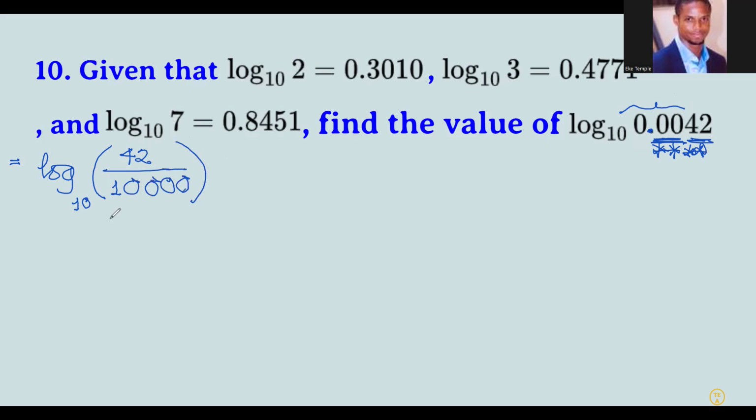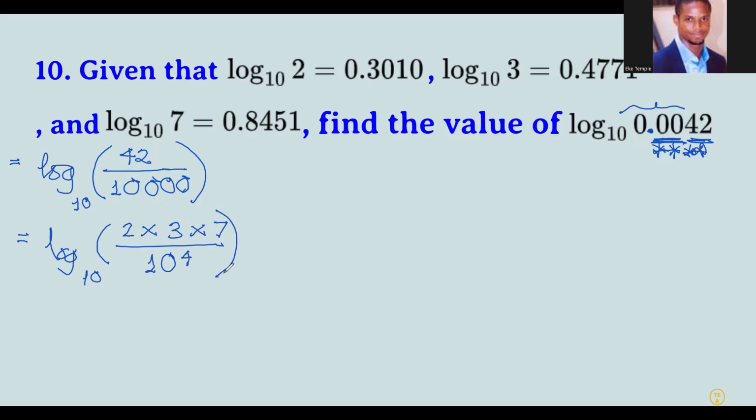That's right. We already have figure 1 here, so we're not thinking of cutting this. Let's think of 42 in terms of 2, 3, and 7. So I can already think about that. Can you figure it out? So this is log base 10 of 42, which is actually 6 times 7, right? And 6 can be split into 2 multiplied by 3. That's 6. Now multiplied by 7 divided by 10 to the power 4. Can you figure this out?